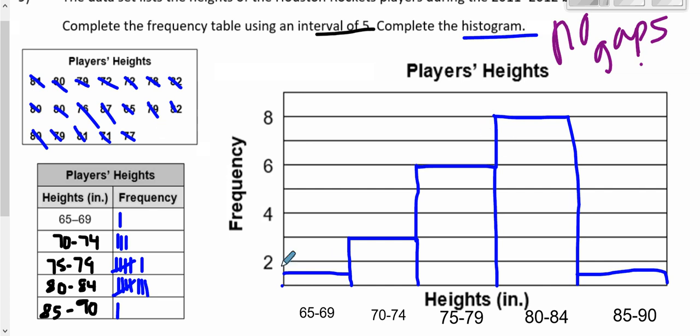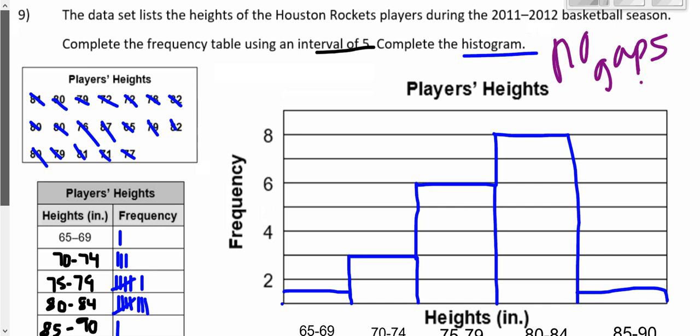So looking at this, I would say that this is left skewed since the left kind of has a tail here. So that could be a word that we could use to describe our data set here, and we have a cluster between 75 and 84 is our biggest cluster. Okay, and I don't see any gaps in our data, so that is about it. I'm pretty sure that is the last one, and it is.